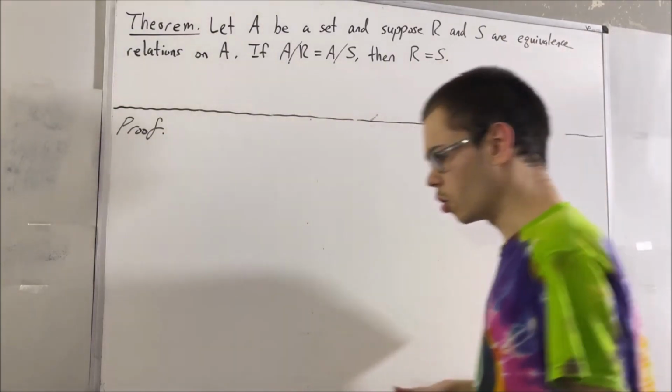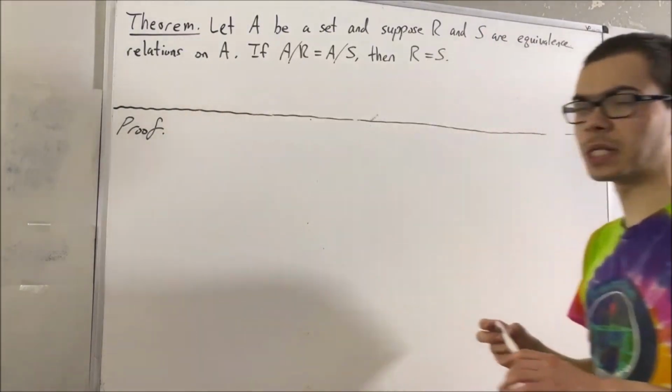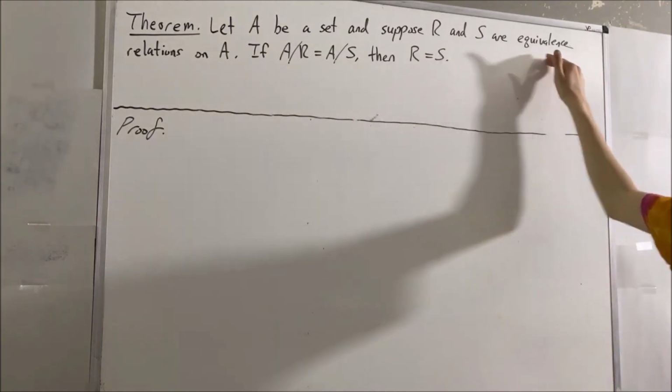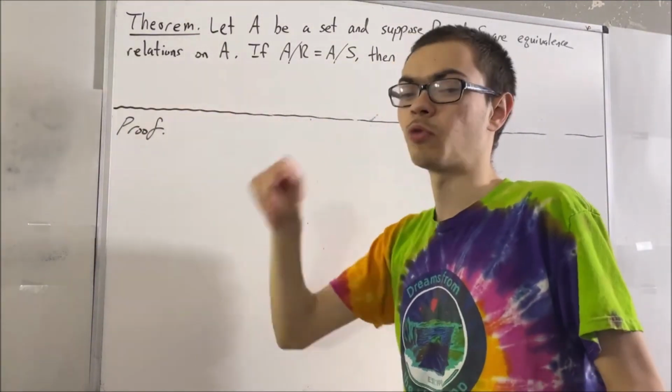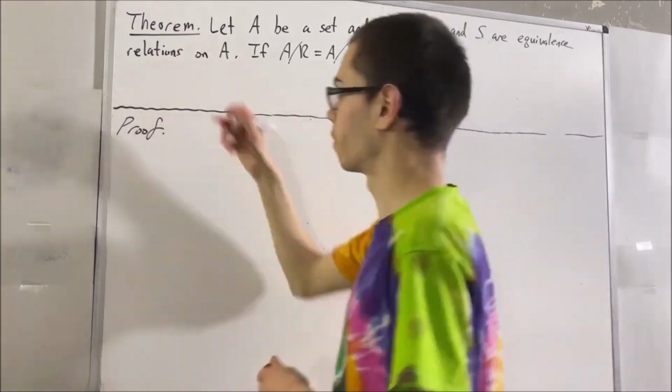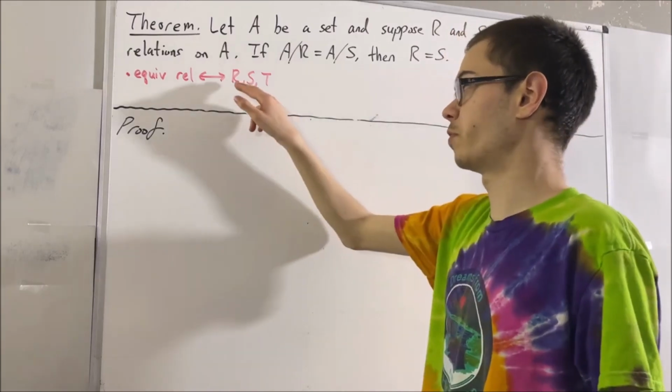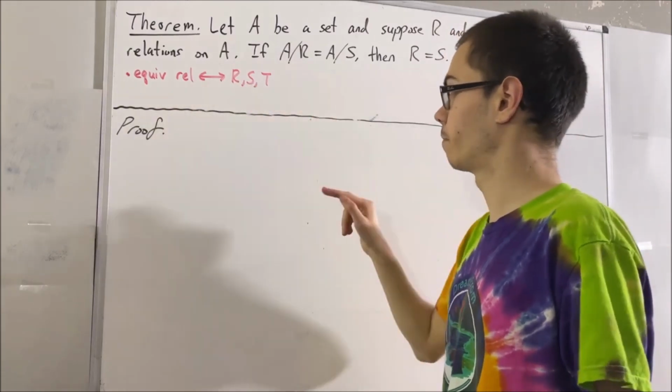Okay, so before we get into the proof, I would like to mention a few things first. To start, if you recall, an equivalence relation is a relation that is reflexive, symmetric, and transitive. Right, so I've just abbreviated it: reflexive, symmetric, transitive.